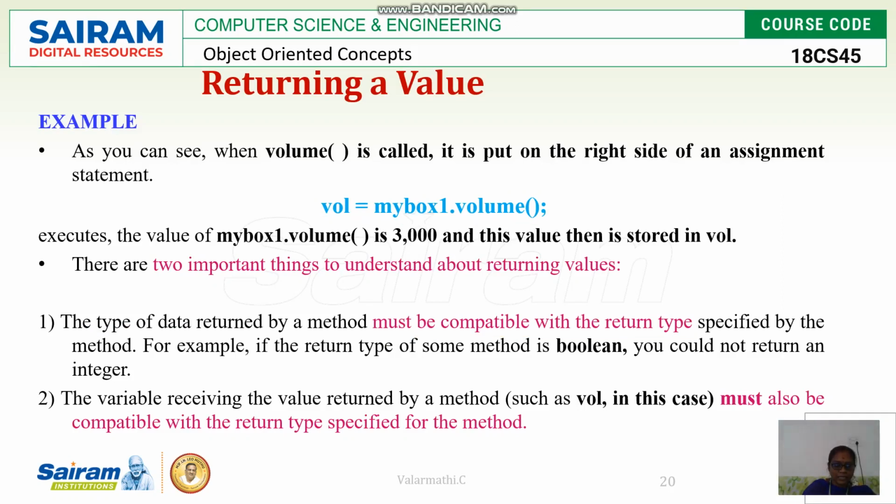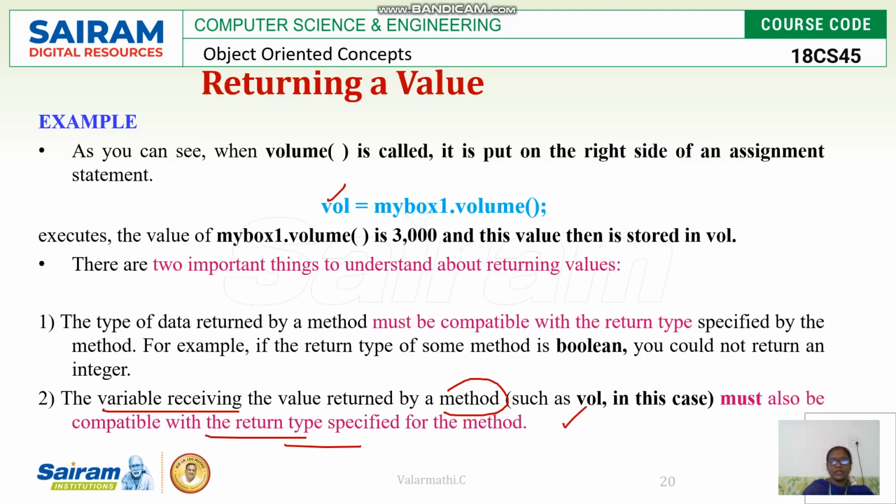And the second condition is the variable receiving the value returned by the method. That is, the variable receiving the value returned by the method, which is nothing but volume, should also be compatible with the returning type. What is the returning type of volume? If it is a float, it should be matched with the float value. So this type incompatibility also should be there.